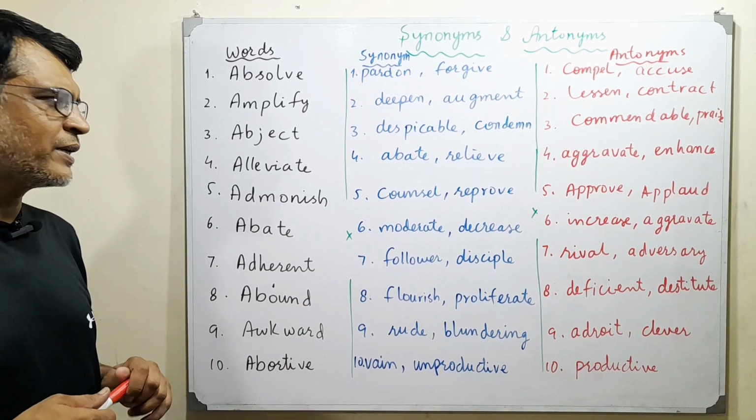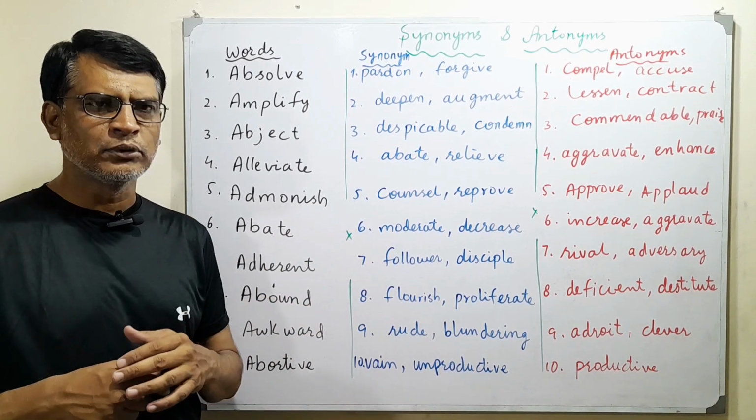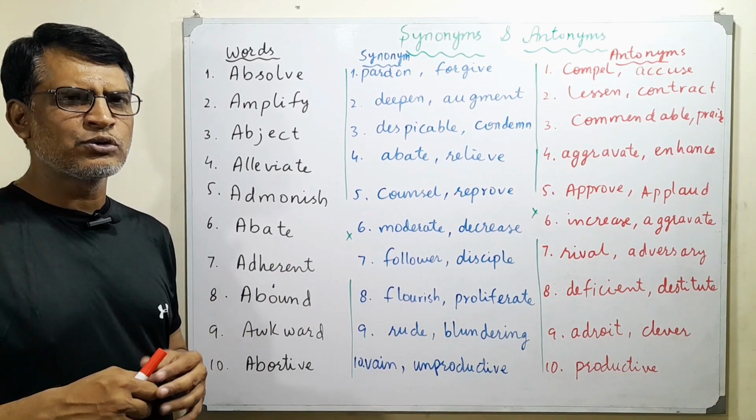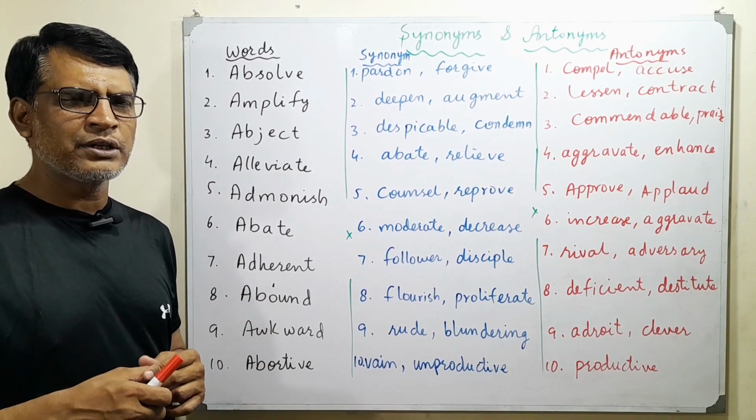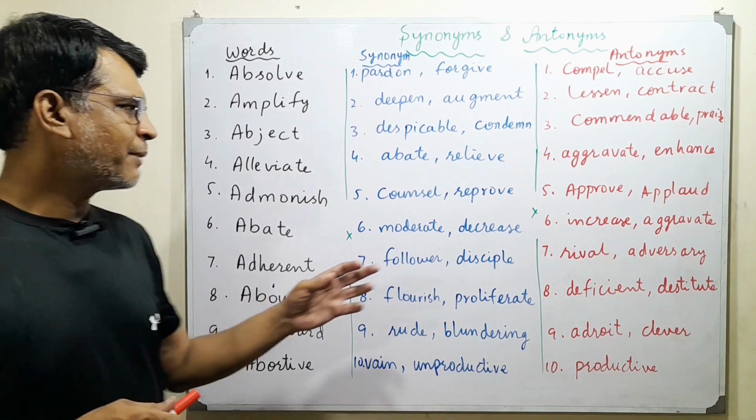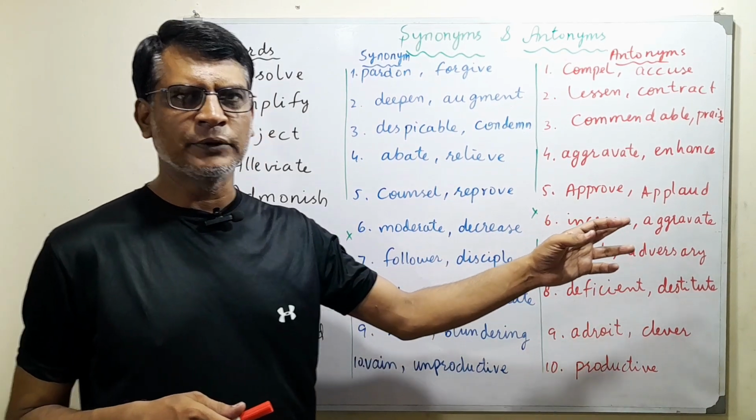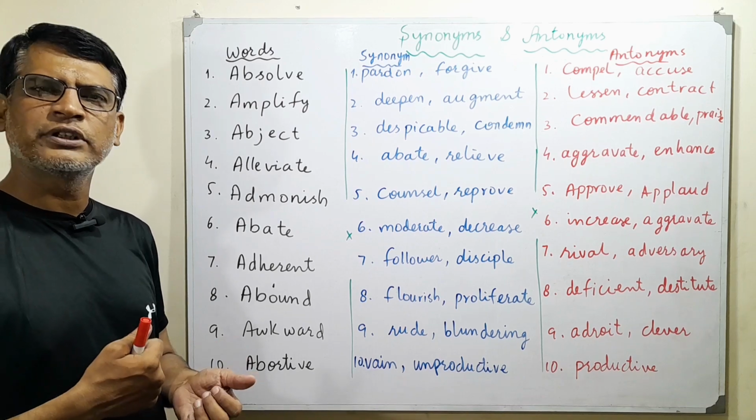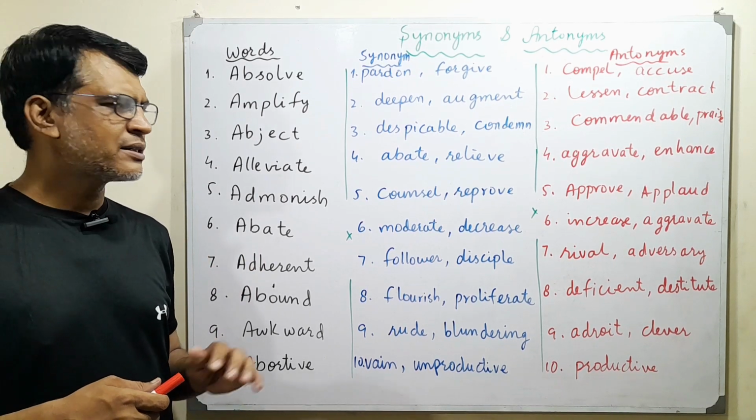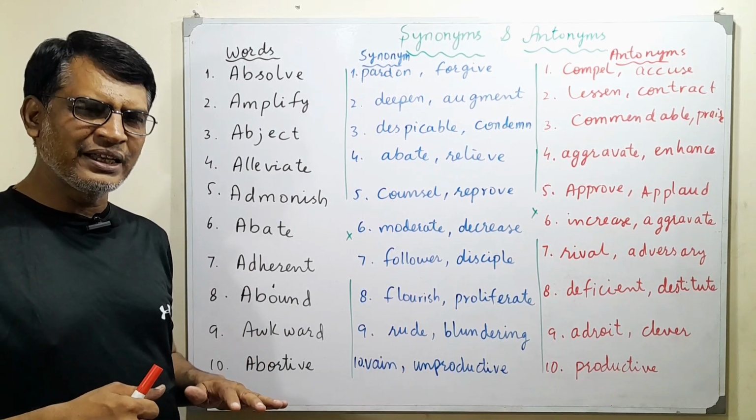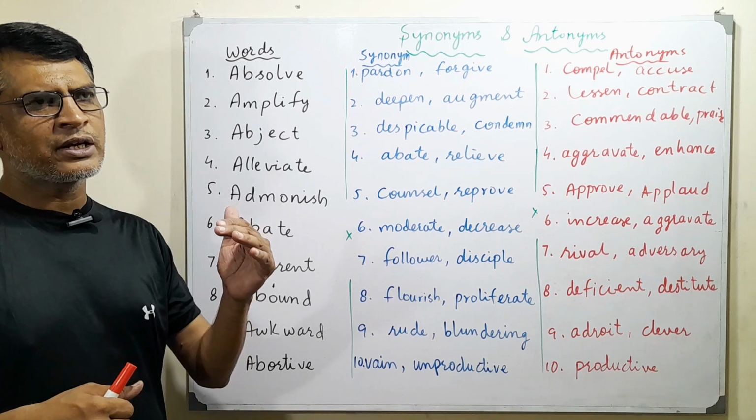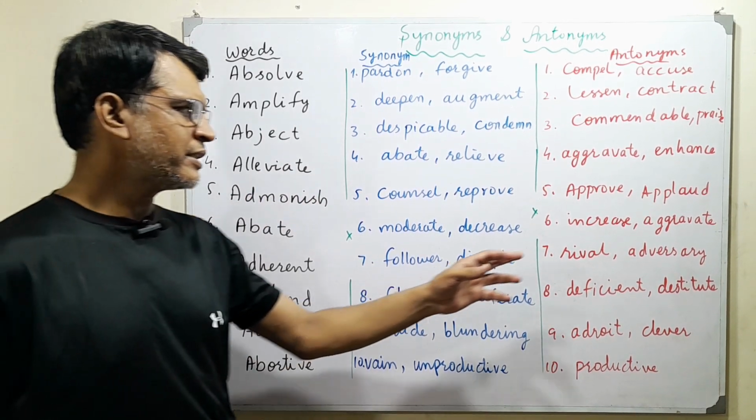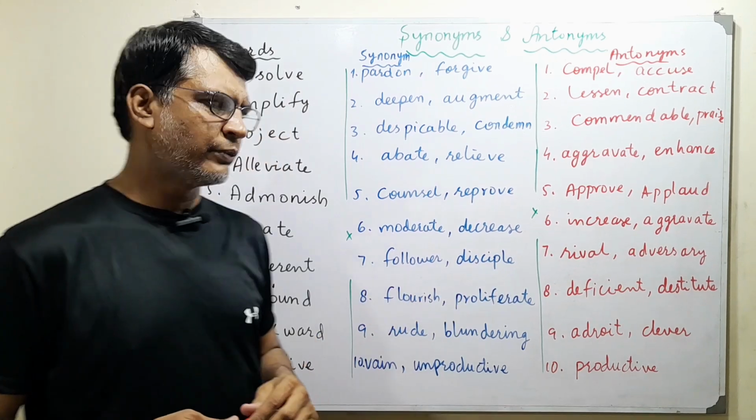Admonish, which is like counsel or reprove. You kind of say no to something, you do not accept something, you do not like something. The opposite is approve or applaud, which is like accepting, saying, well, it's a wonderful thing. Abate is like moderate or decrease something. Something is of a higher quantity or value, then you abate it. The opposite is increase or aggravate.